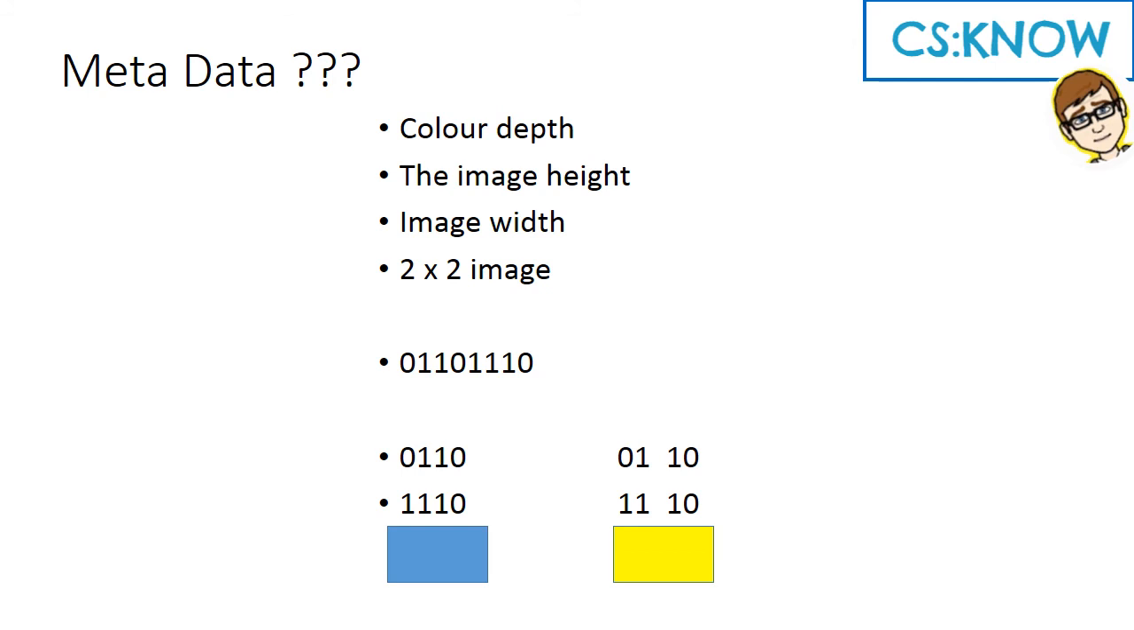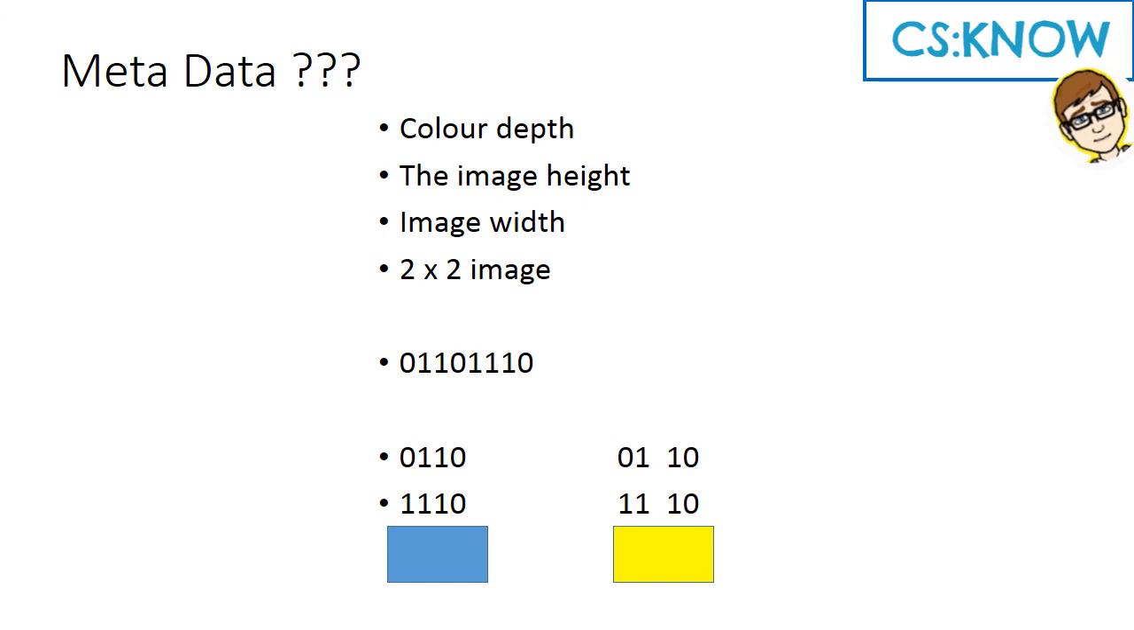So let's take this string here, 0, 1, 1, 0, 1, 1, 1, 0. That's just a string of zeros and ones. If we say it's a 2 by 2 image, then in the blue box, I've now split this to make an image that is 2 by 2. And the yellow box shows how, if it's got a color depth of 2 bits, so we can only ever have 4 possible colors, that's how it could be laid out. First pixel could be 0, 1, the one next to that could be 1, 0, then on the next line the first pixel could be 1, 1, and the one next to that is 1, 0.